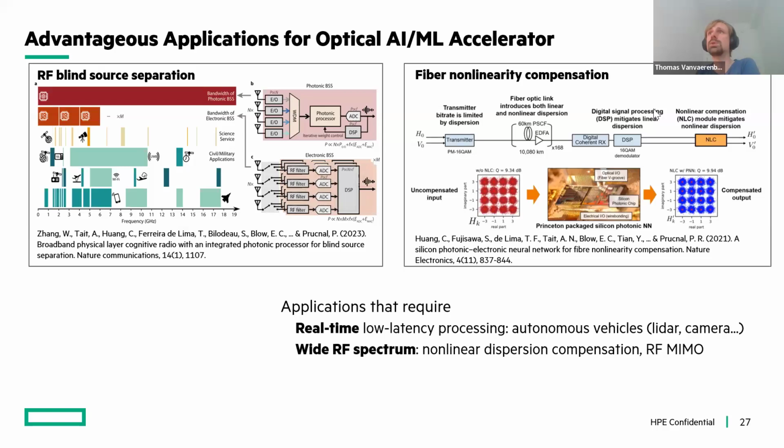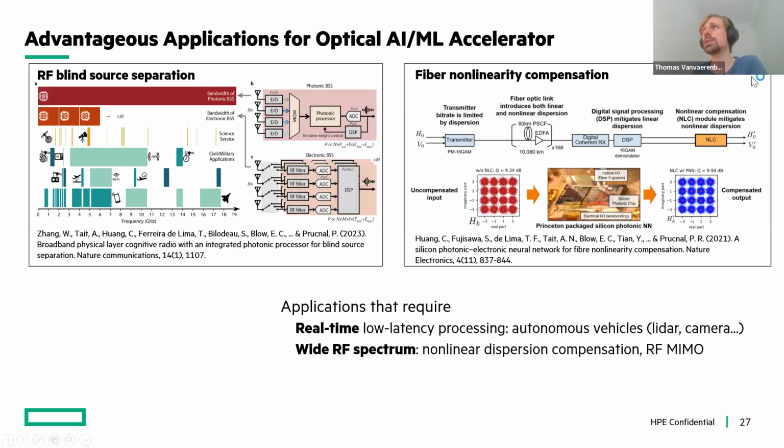And then the question is, what can you do with that? For us at HPE, we think it's not a good idea to aim for general purpose AI as a use case. We think it's typically a better idea to look for certain niche applications where we can benefit from photonics being low latency, being able to work with high bandwidth, and so on.